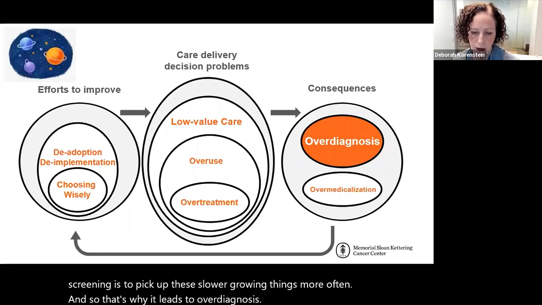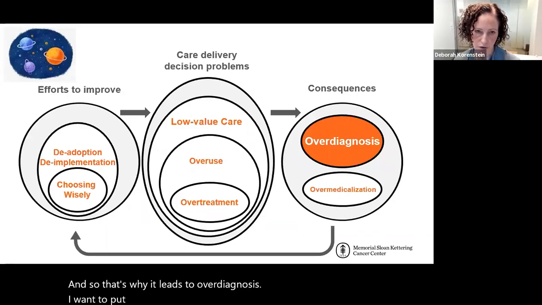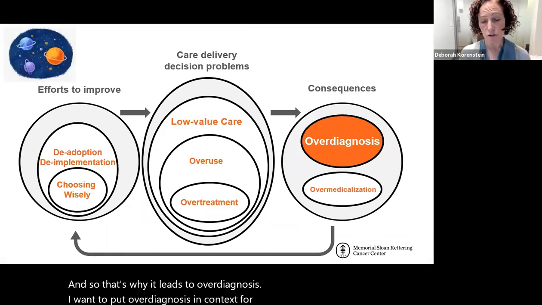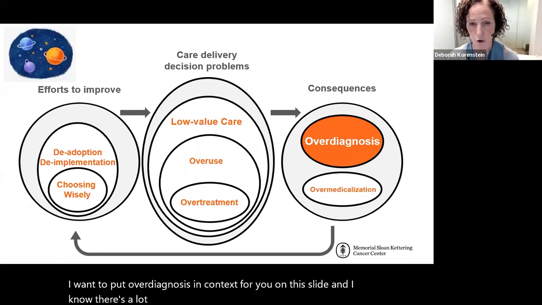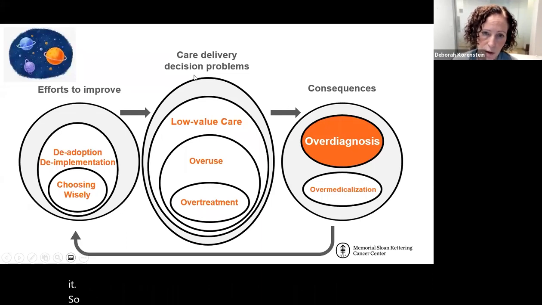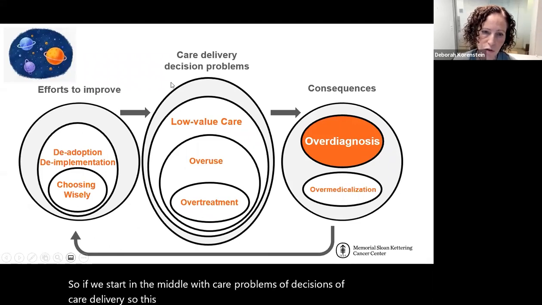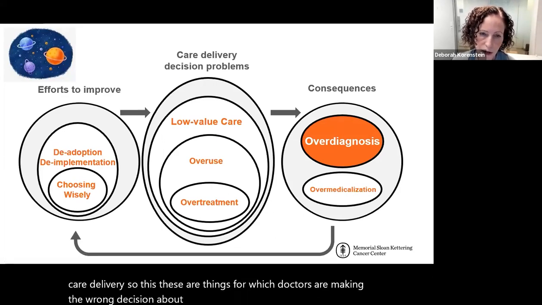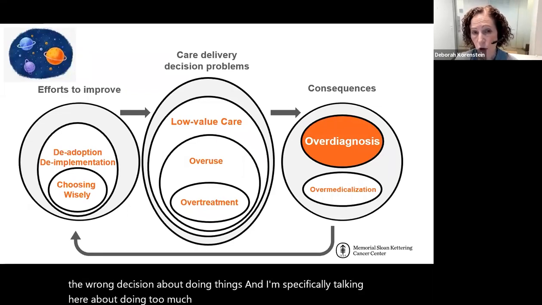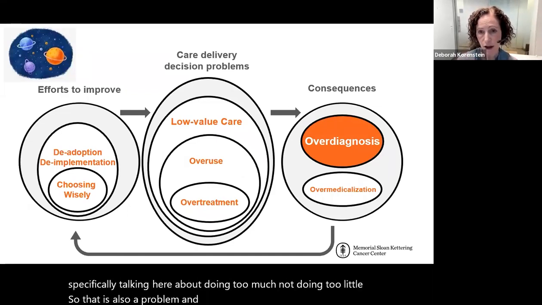So I want to put overdiagnosis in context for you on this slide. I know there's a lot on this slide, and I'm going to walk you through it. If we start in the middle with problems of decisions of care delivery, these are things for which doctors are making the wrong decision about doing things. I'm specifically talking here about doing too much, not doing too little. That is also a problem, and these things exist side by side.